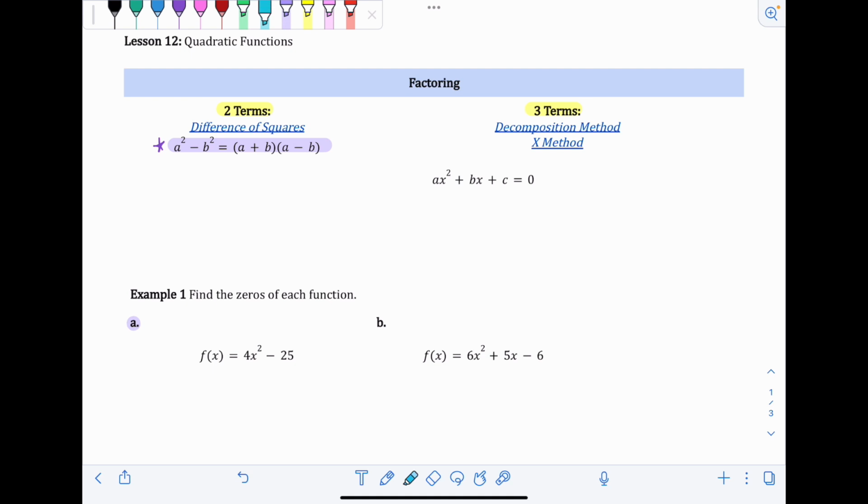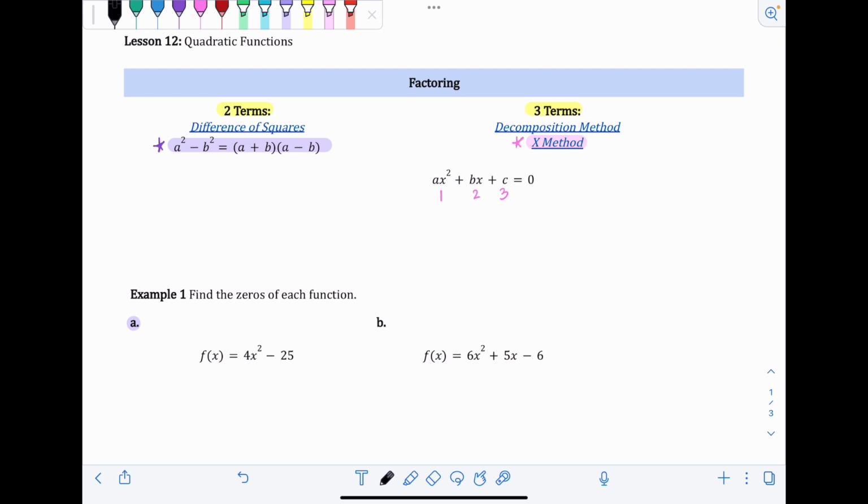For the X method, there's an initial setup that you need to get comfortable with. Before we get into the setup, let's review what standard form of a quadratic is. Standard form of a quadratic is ax squared plus bx plus c equals 0. Anytime we're factoring, we want our equation in that form. The x squared term comes first, then the term with x second, then the constant term with no x third, and the other side of the equal sign would be a 0.